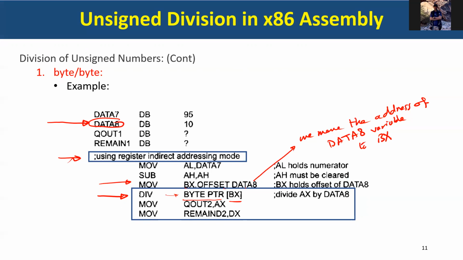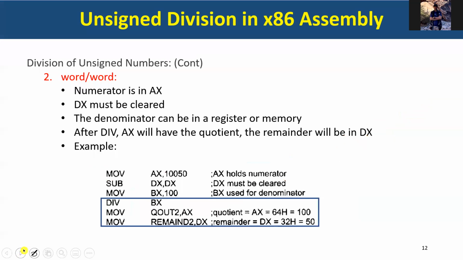Then after this division, again the quotient will be in AX, and the remainder will be in DX. The second operation is word divided by word. So when we divide word by word, we need of course a register which is at least 16 bits, or one word, to store the numerator. So in that case we're going to use AX. DX here must be cleared. The denominator can be a register or memory, and again it cannot be immediate, like what we explored in our first slide about the division. And after the division, AX will have the quotient and the remainder will be in DX.